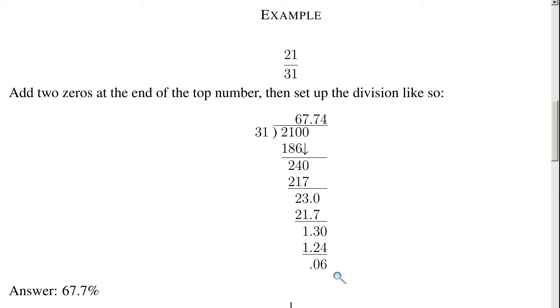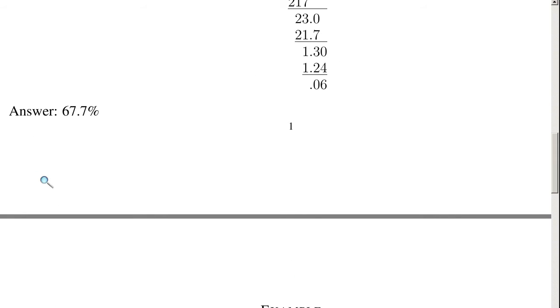Subtract, we get 0.06. And then if you wanted to keep getting more and more decimals, you could just keep repeating the same process. But we've gone far enough for our purposes. We can now round this to say 67.7%. Answer, 67.7%.